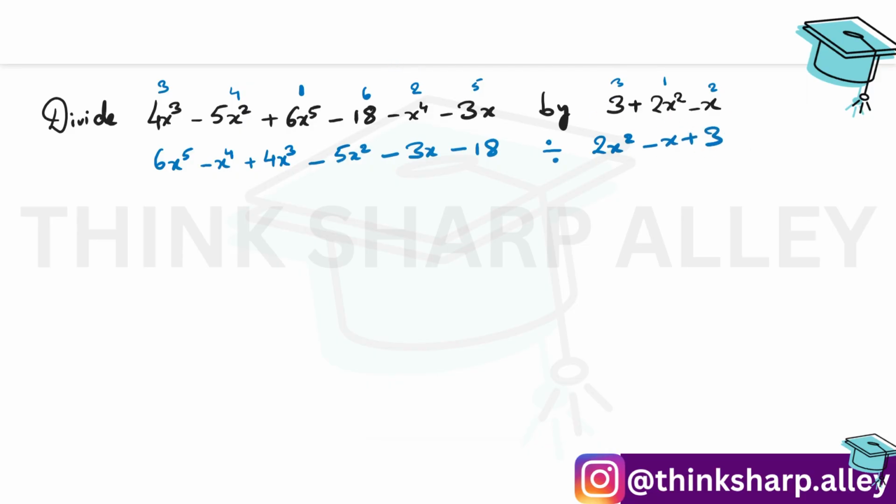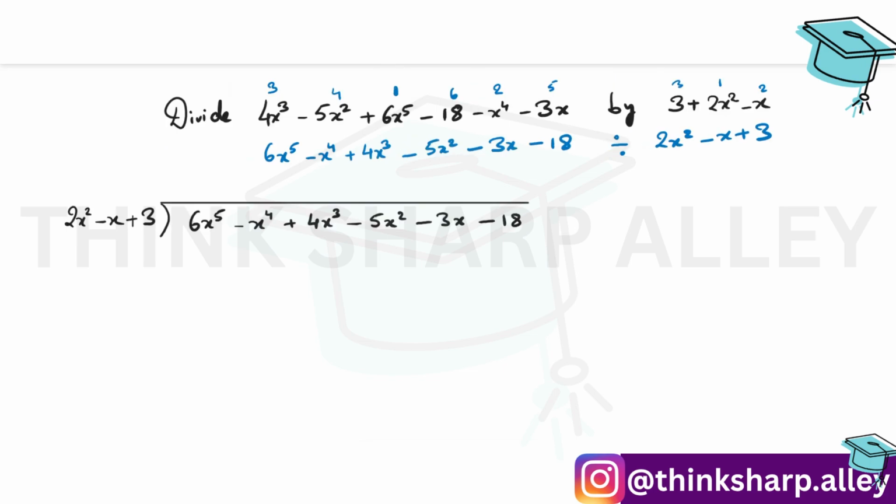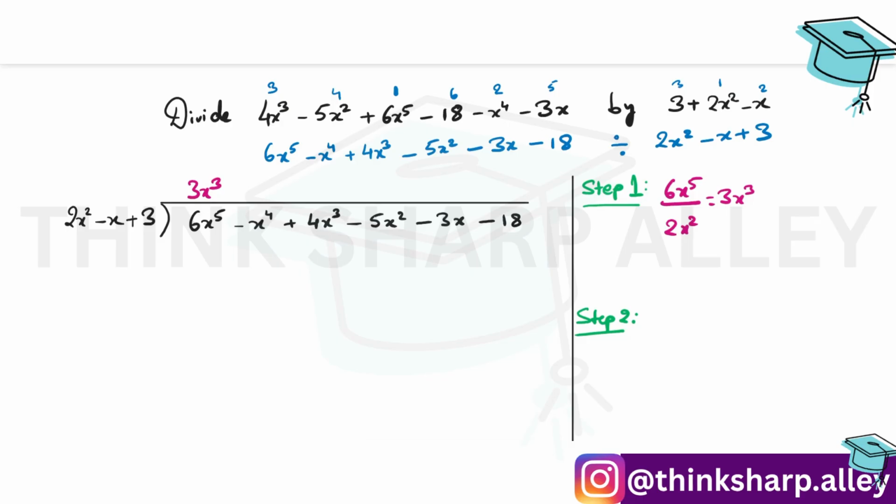Now we'll divide it. We are all set to divide. Remember our rule. First, we need to determine the first term of the quotient. How do we determine that? For that, we divide the first term of the dividend by the first term of the divisor. So we get 6 divided by 2 is 3, x to the power 5 minus 2, which is 3, which goes over here. And exactly with this, we multiply the divisor. So in this case, it is 2x squared minus x plus 3.